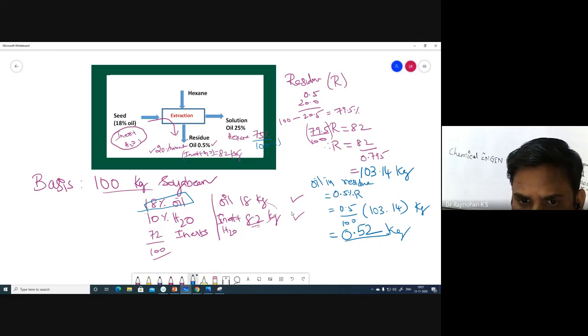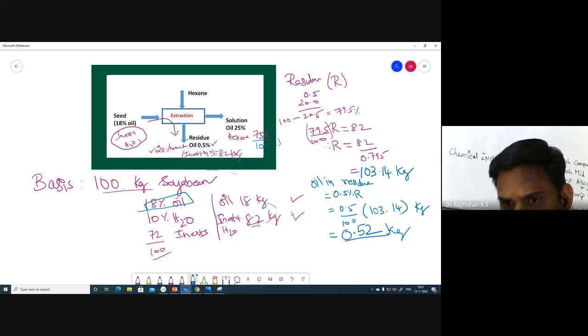So the rest of the thing is going to be the inert and water, right? Understood? So whatever amount of inert and water is present in the seed will be present in this residue also. Since we have taken 100 kg of soybean seed, out of 100 kg, 18 kg is oil and inert and water is 82 kg. So the 82 kg of inert and water is present in the residue.